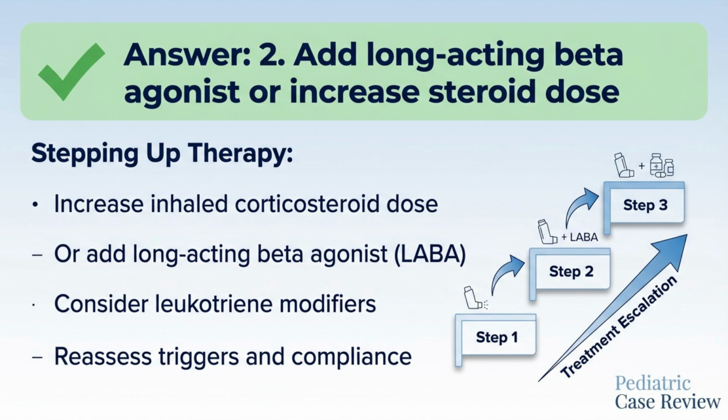When symptoms persist despite low-dose inhaled corticosteroids, therapy must be stepped up. Options include increasing the corticosteroid dose or adding a long-acting beta agonist. Leukotriene modifiers represent another alternative. Before escalating therapy, reassess medication technique, compliance, and environmental triggers. Regular follow-up ensures treatment adjustments achieve optimal control. The stepwise approach to management tailors therapy to individual patient needs.